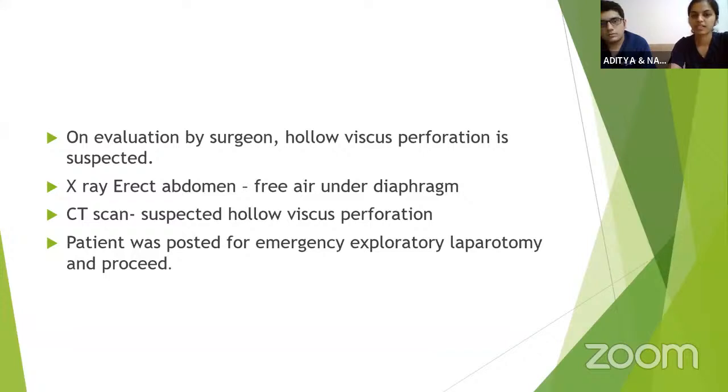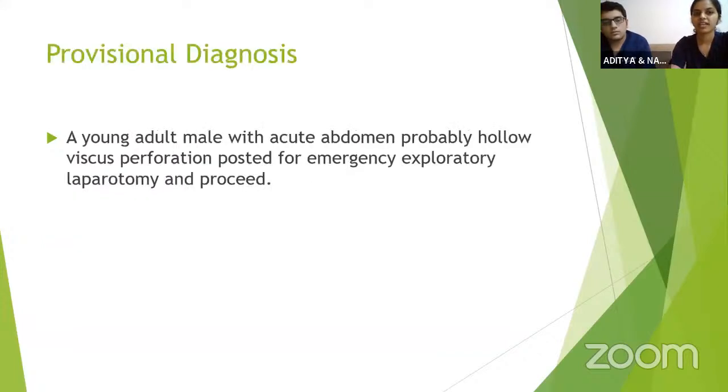On evaluation by the surgeon, hollow viscus perforation is suspected, and X-ray erect abdomen shows free air under the diaphragm. CT scan also shows suspected hollow viscus perforation. The patient was posted for emergency exploratory laparotomy and proceed. The provisional diagnosis is a young adult male with acute abdomen, probably a hollow viscus perforation, posted for emergency exploratory laparotomy and proceed.